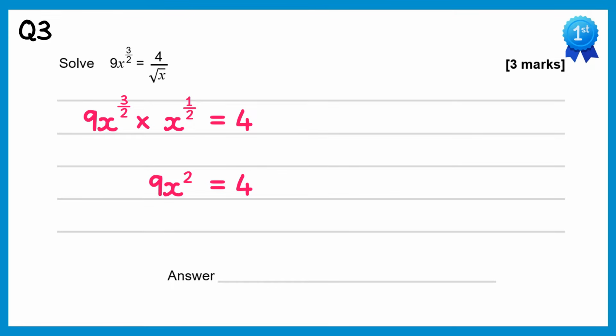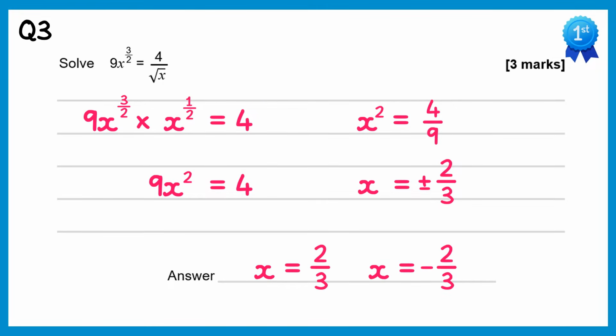Now if we divide both sides by 9, we get x squared on the left, and on the right, 4 over 9. And to solve this, we can square root both sides. Remember again, there are two roots here, the positive and negative one. So square root of x squared is x, and the square root of 4 over 9 is plus or minus 2/3. So we get two solutions, x equals 2/3 or x equals negative 2/3.